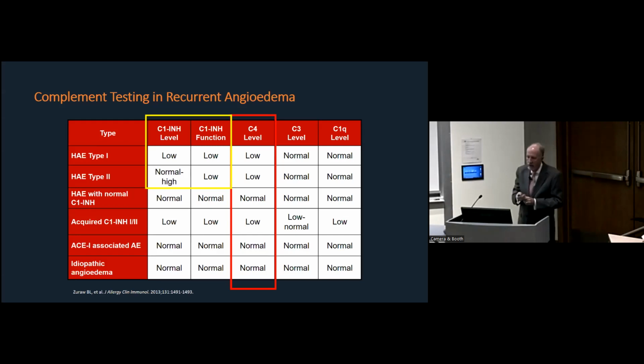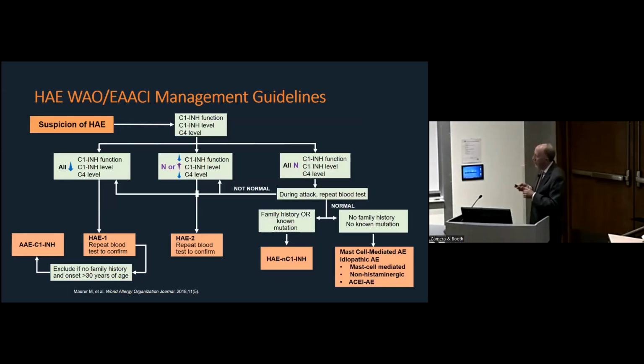Most of these folks have onset of disease in childhood, 50% before the age of 10, about 100% by the time they're 25. So if you're seeing somebody that's just showing up with this kind of lab and presentation in their 40s, think acquired. This is a WAO guideline, and it will be on the slide set. If you suspect HAE, get those levels. If they're normal, you can follow the pathways down. I'm not going to go through that.